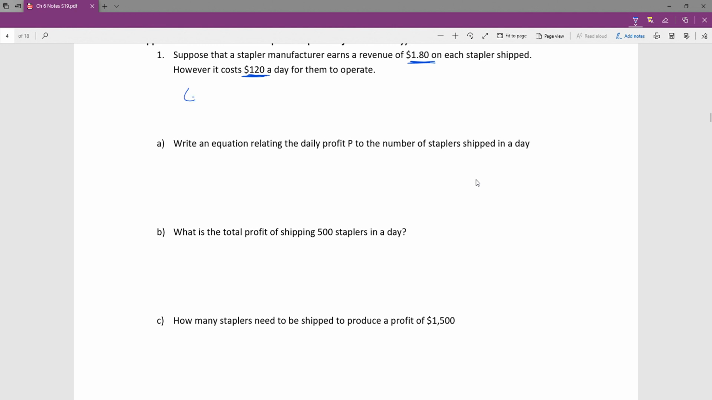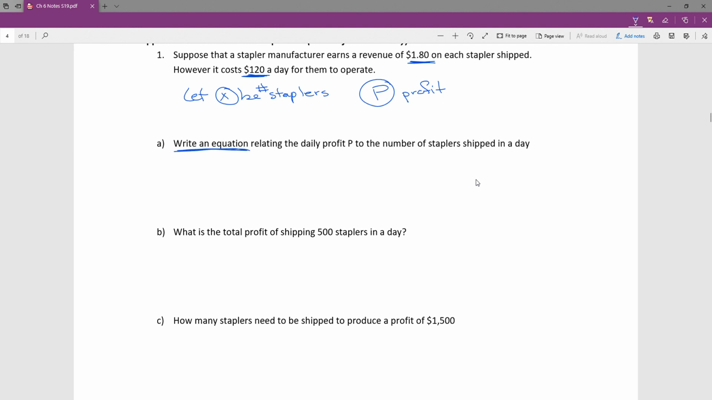So we're going to say let X be the number of staplers. And we're going to say let P be the profit. So there is a little bit of modeling here. We've defined our variables, which is always a good place to start. And honestly, it does say up there that these are kind of just a little bit of extra. We can mathematically model a function like this.